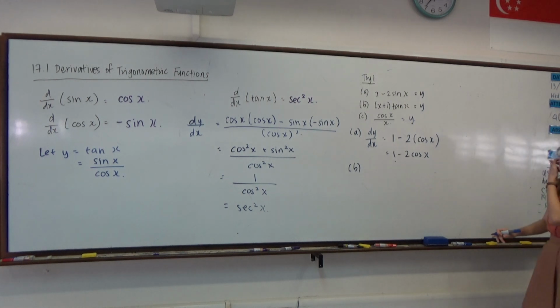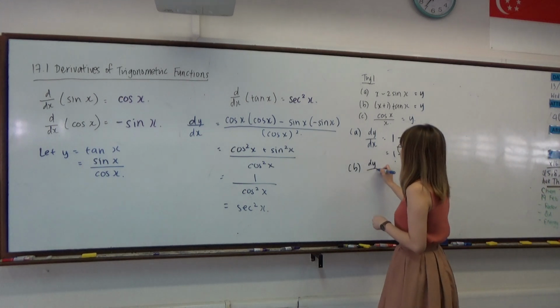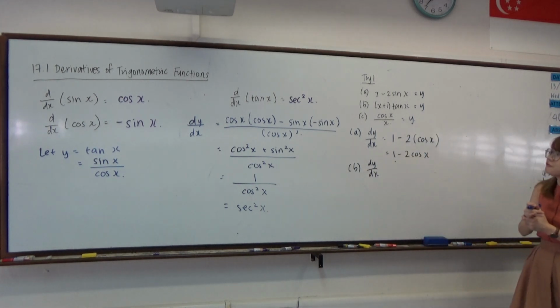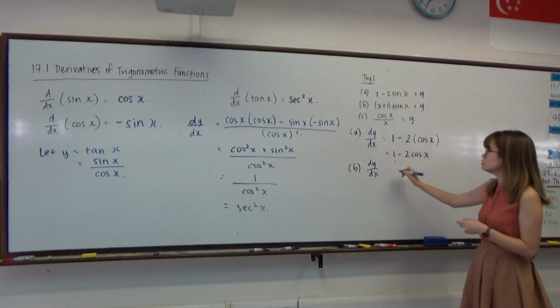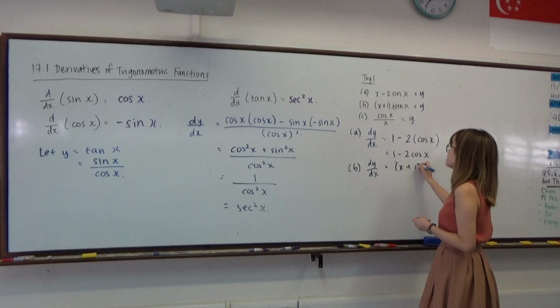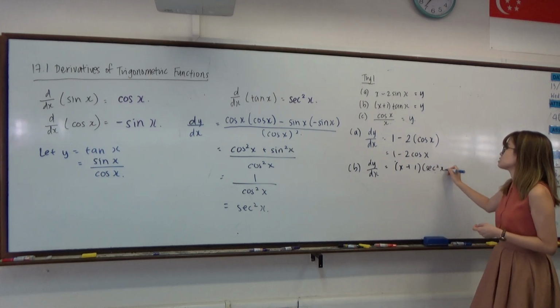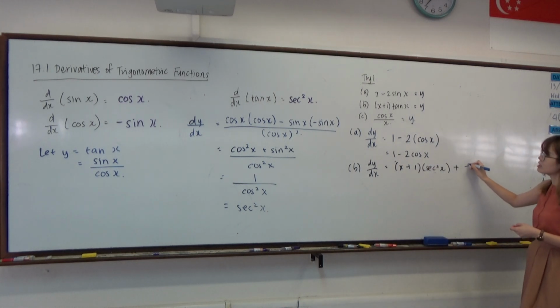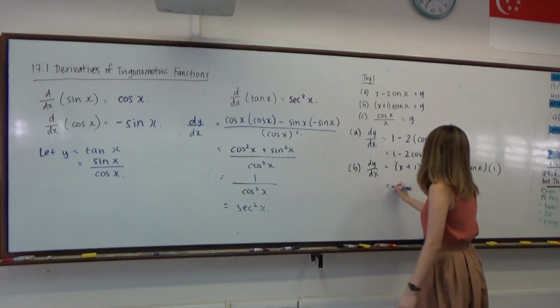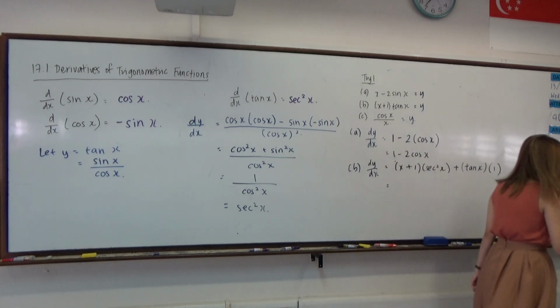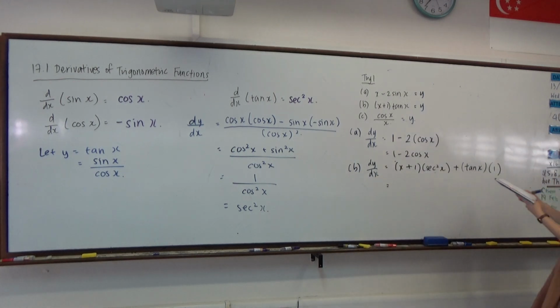Then for part B, if I want to differentiate x plus 1 times tangent x, we also apply our product rule. So keep the left, differentiate the right, that will be secant square x. And then plus, keep the right, differentiate the left, that will be 1. And then simplifying your answers. In this case, nothing much to simplify.